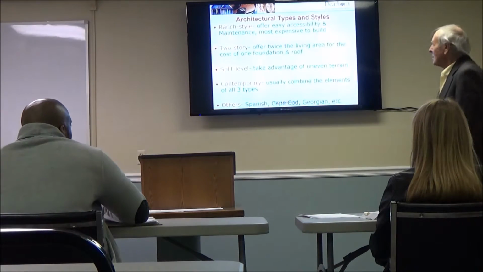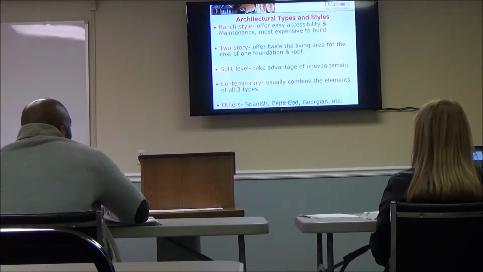Okay, the one story takes up a lot of space, a lot of foundation, a lot of wood, a lot of space, big roof. Two-story, narrow it down by half, smaller foundation, smaller roof, and we put another story on top of the other one. We got only one roof, but we got two stories. It's cheaper to build. The two-story offers twice the living area for the cost of one foundation and one roof.